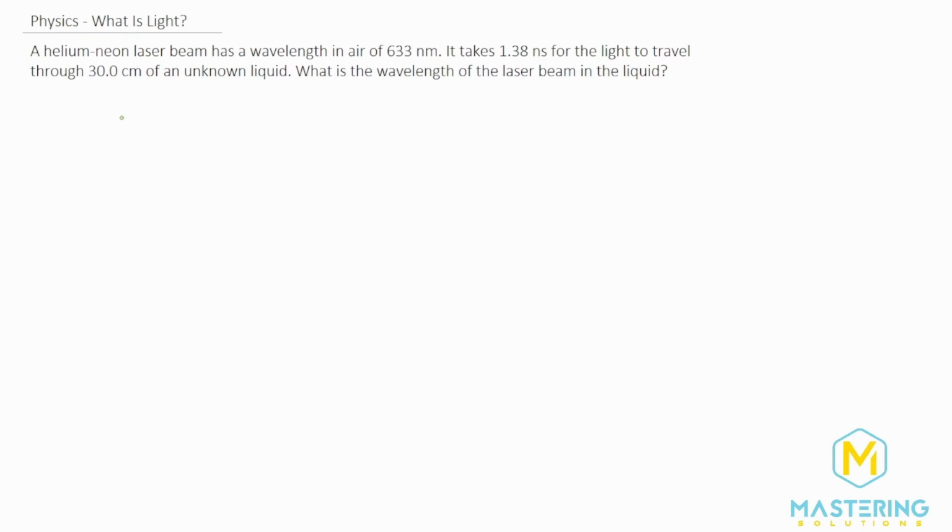We know that the wavelength of this helium neon laser in air is 633 nanometers, which of course is times 10 to the negative 9 meters. We'll leave it like that though. And then we need to figure out what the wavelength in the liquid is. So let's put lambda air, and then we want the wavelength in L for the liquid. So that's what we're trying to solve for.